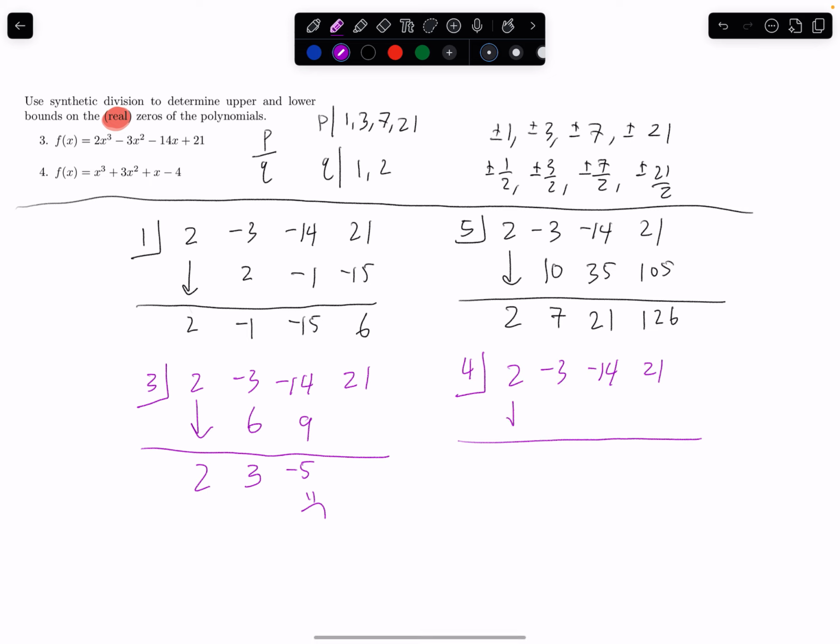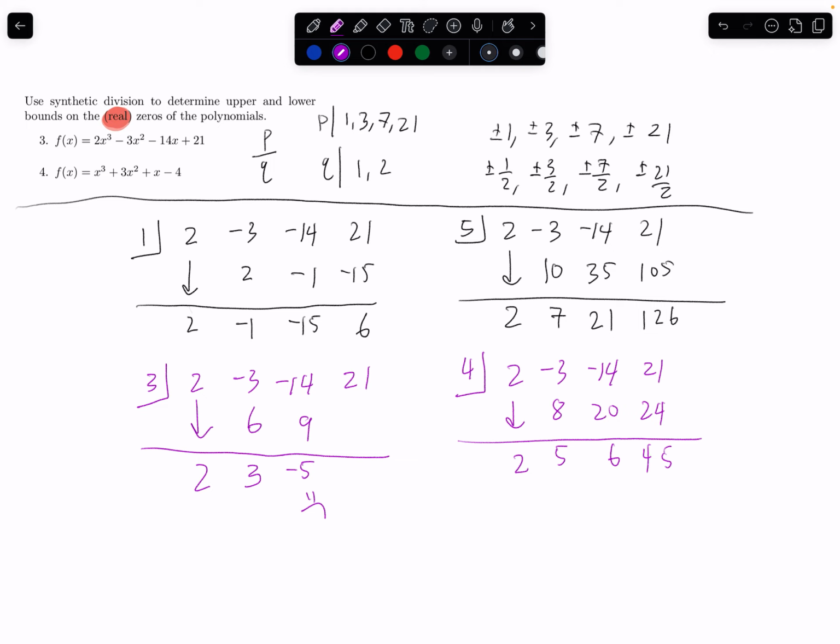Okay, run the algorithm one more time. 2 times 4 is 8. 8 plus -3 is 5. 5 times 4 is 20. 20 plus -14 is 6. 6 times 4 is 24. Did I do my math correct? Yeah. Add those together, I get 45.